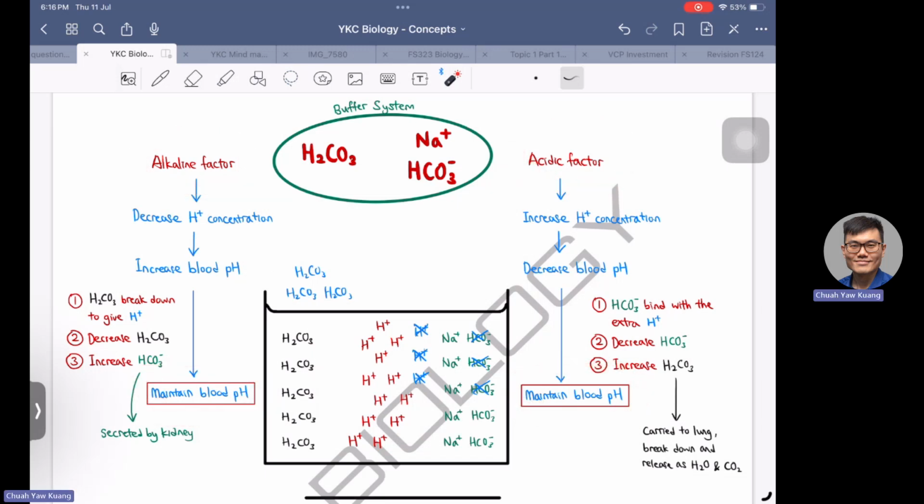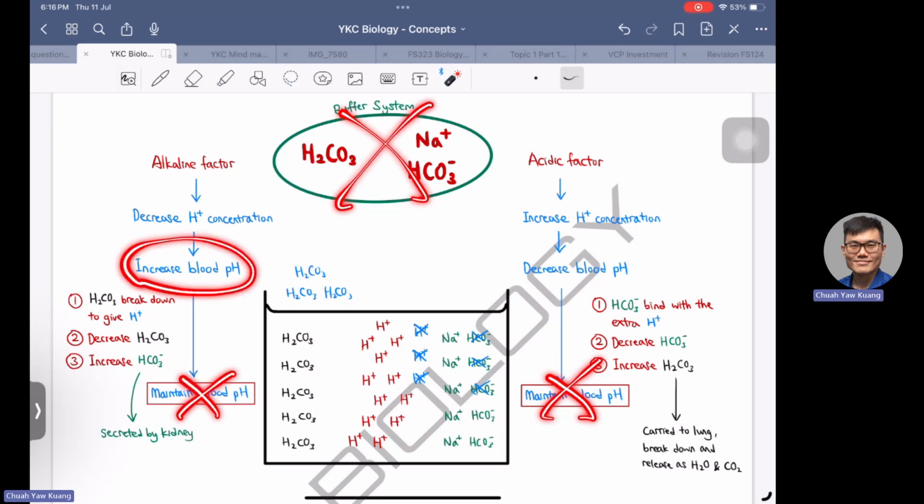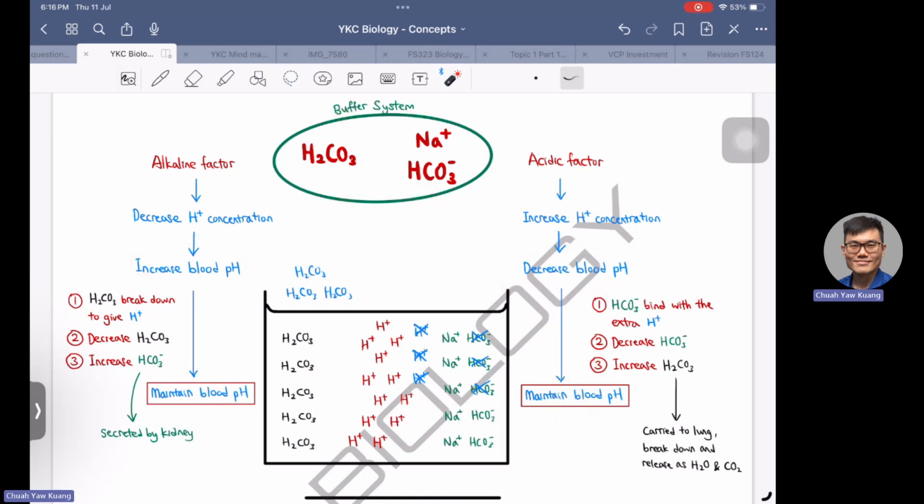In case our buffer system fails to work and fails to maintain the blood pH, then there will be an increase in the blood pH, eventually leading to alkalosis. While for an acidic factor, it will cause a decrease in the blood pH and lead to acidosis. With that, that's all the key concept of the buffer system.